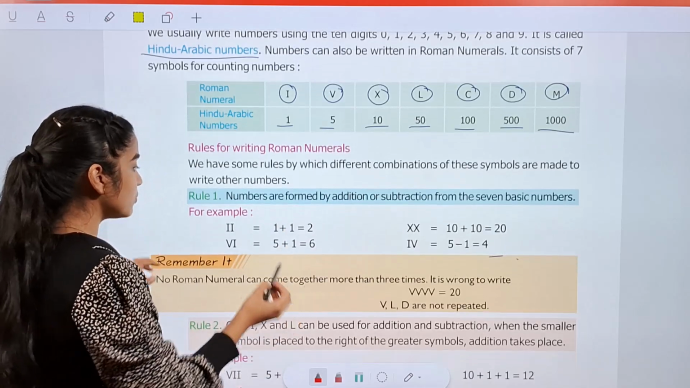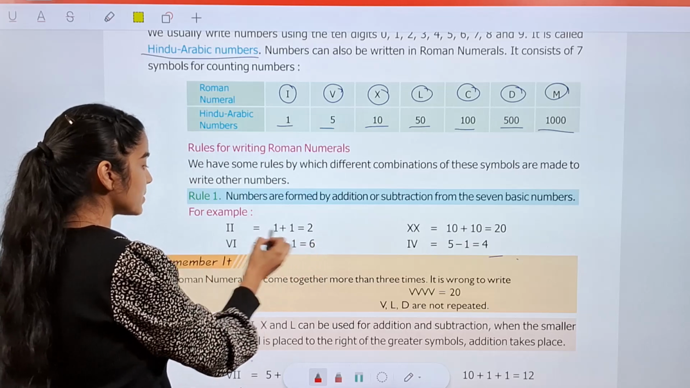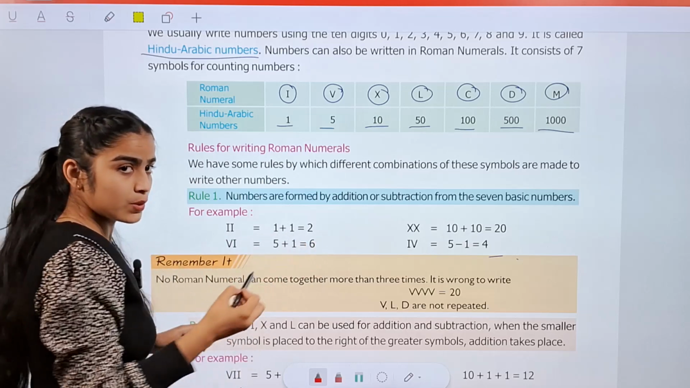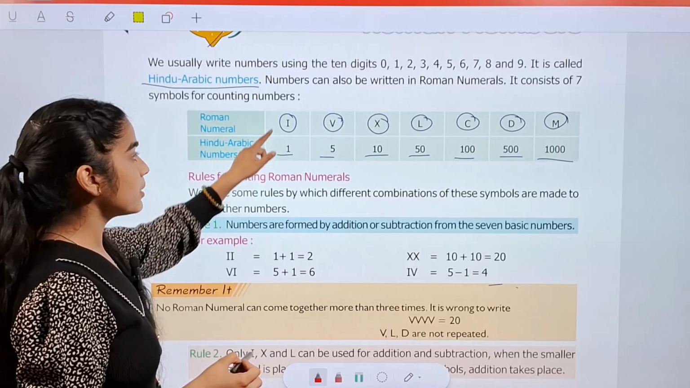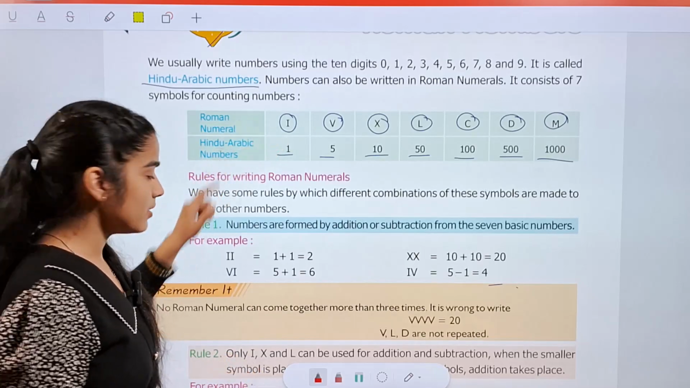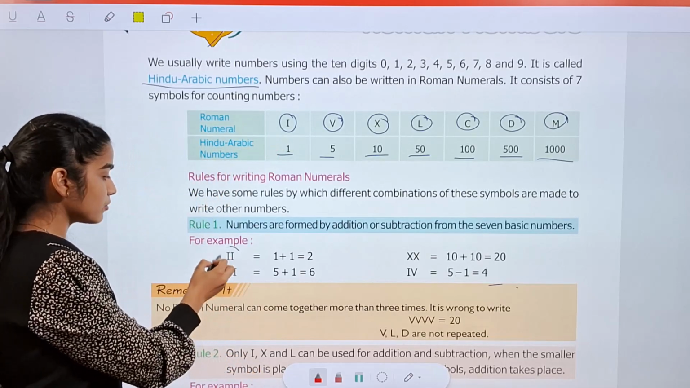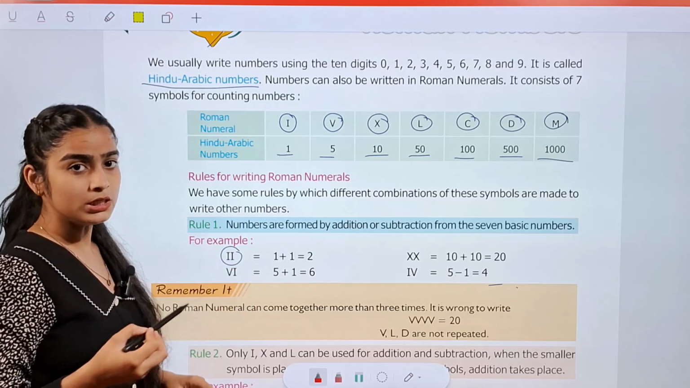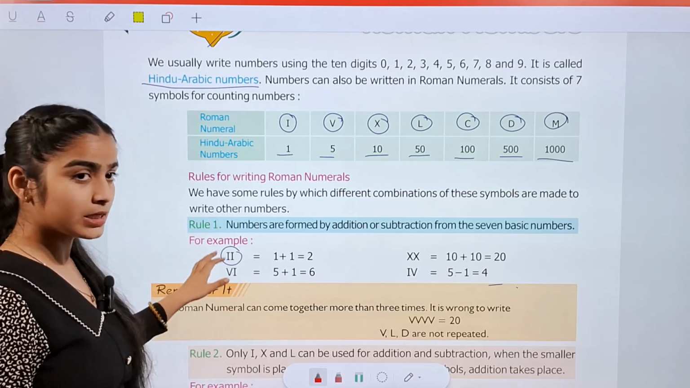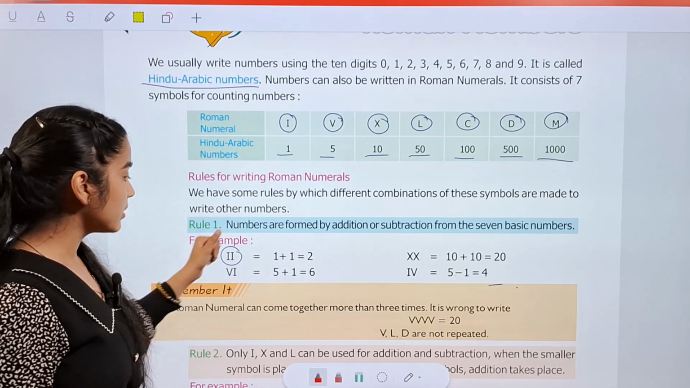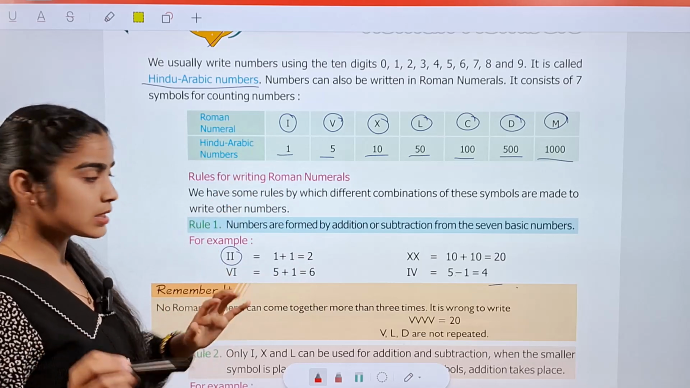So if we want to write 2, we represent it as 1 plus 1 is equal to 2. For 1 we have the symbol I, so these two I symbols we write together, which is similar to 2. In that way we are representing the Hindu-Arabic number 2 in the Roman form. I hope, students, this is clear to you.